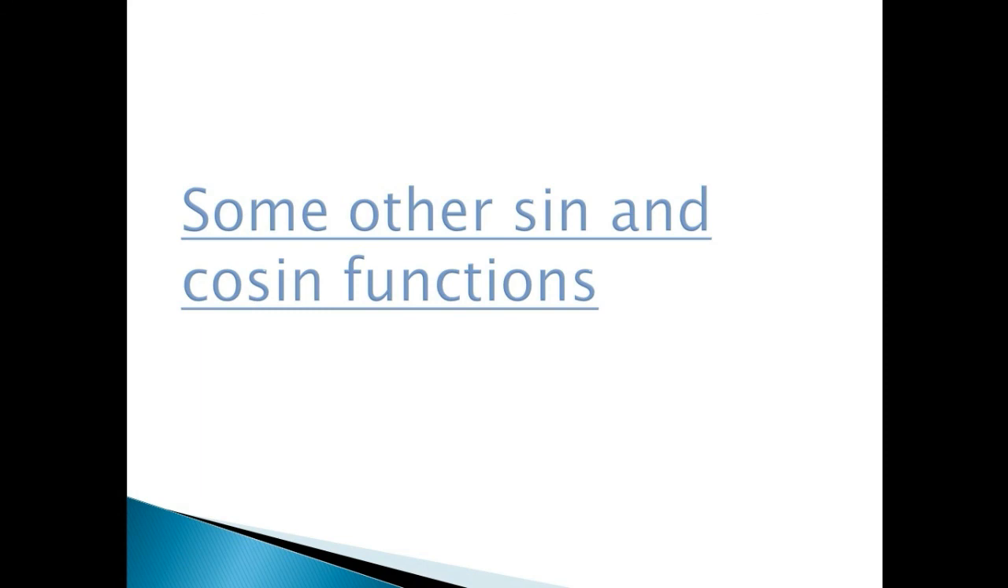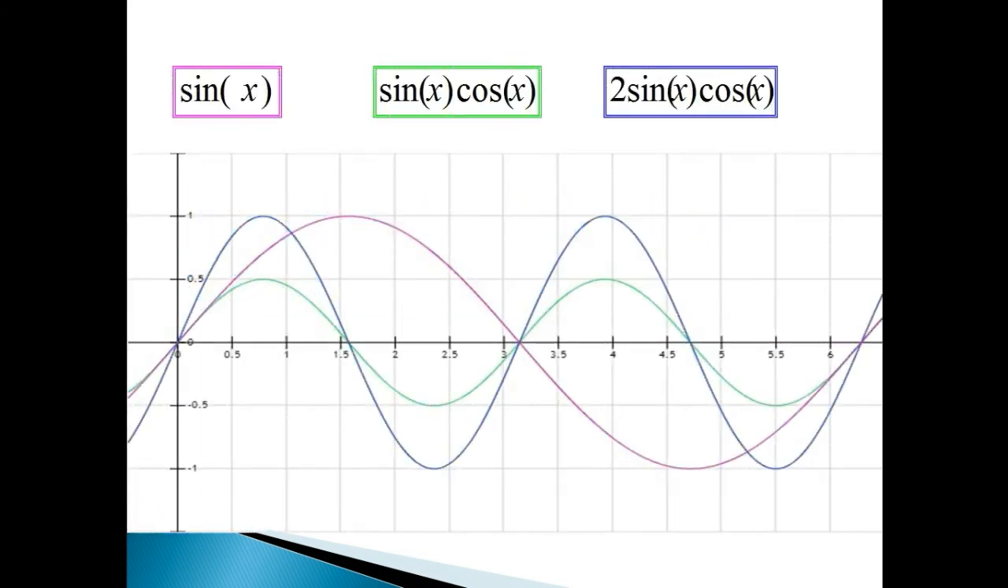Some other sine and cosine functions. Here we have the graph of sin x cos x and 2 sin x cos x. Here we can see 2 sin x cos x is equal to sin 2x, as its graph is same as sin 2x.